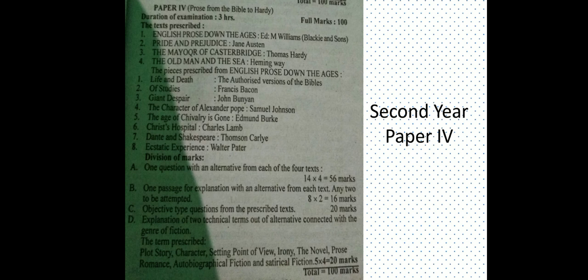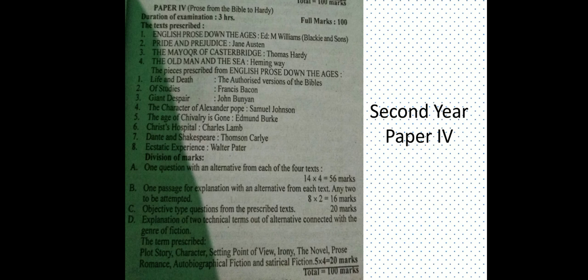Those things are there, and those essays can be found in the book English Prose Down the Ages, edited by M. Williams. If you buy this particular book, you can find all 8 essays: Life and Death from the Authorized Version of the Bible, Of Studies by Francis Bacon, Giant Despair by John Bunyan, The Character of Alexander Pope by Samuel Johnson, The Age of Chivalry is Gone by Edmund Burke, Christ Hospital by Charles Lamb, Dante and Shakespeare by Thomas Carlyle, and Ecstatic Experience by Walter Pater.